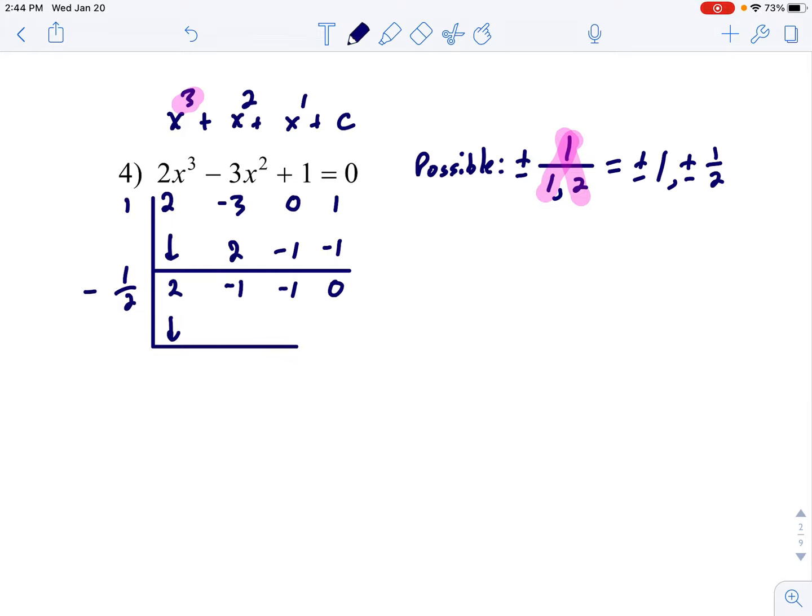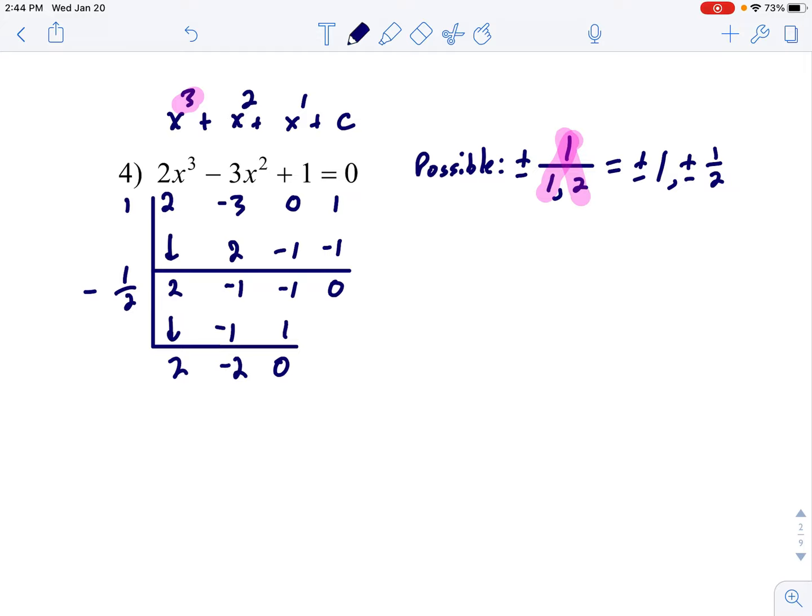Well, negative 1/2. Bring down the 2. Half of 2 is 1, but times negative, that's going to be negative 1. Negative 1 plus negative 1 is negative 2. Negative half times negative 2. A negative times a negative is positive. Half of 2 is 1. Negative 1 plus 1 is 0. A 0 remainder, remember, means success. Negative 1/2 is an answer. So we found our second answer.